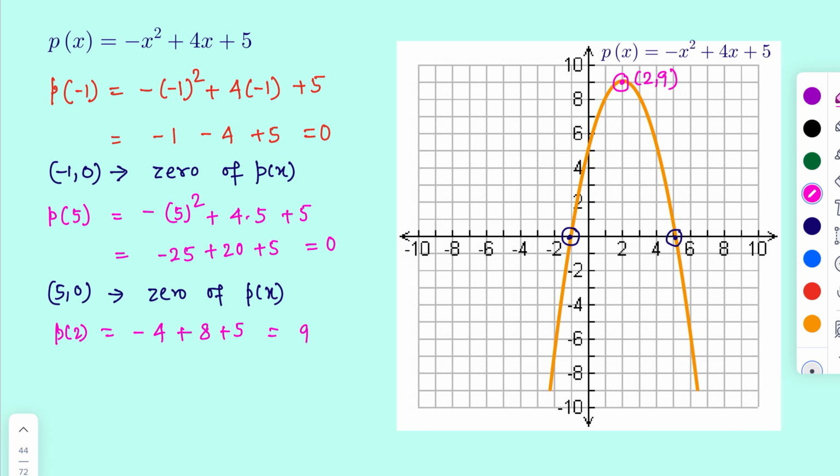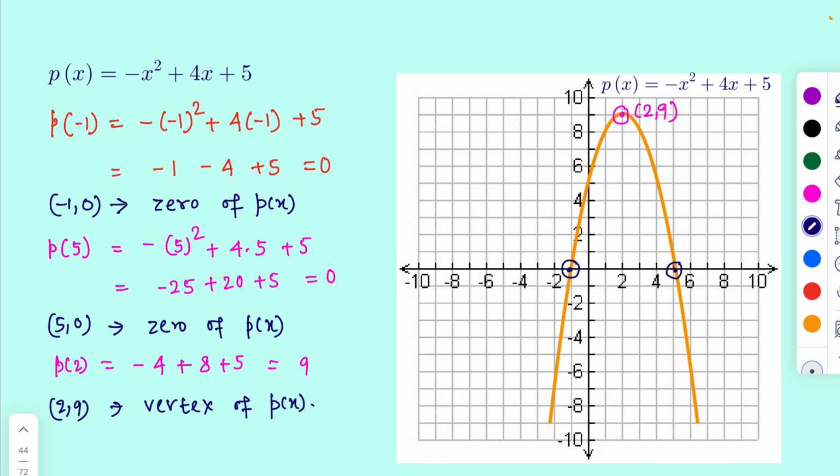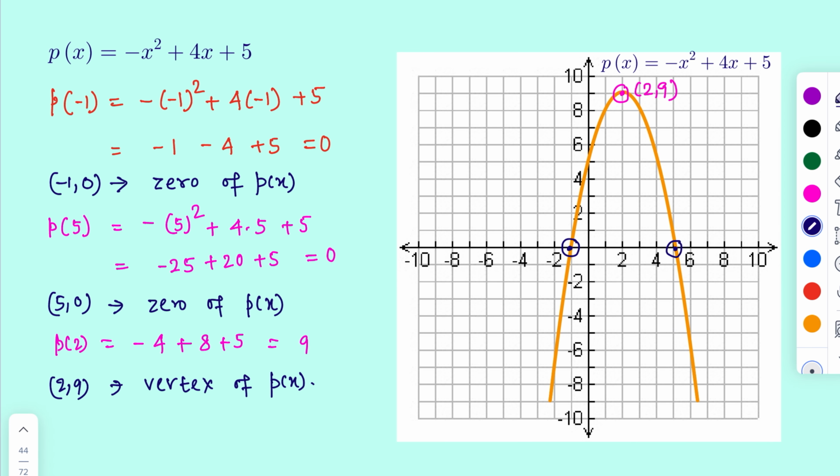The maximum point, we will define the formula actually. First you just see the graph. 2, 9 is called the vertex of the parabola. So point 2 and 9 is the vertex of p of x. And here if you compare this polynomial with the standard equation ax square plus bx plus c, we find a is equal to minus 1. This implies a is equal to minus 1, which is less than 0.